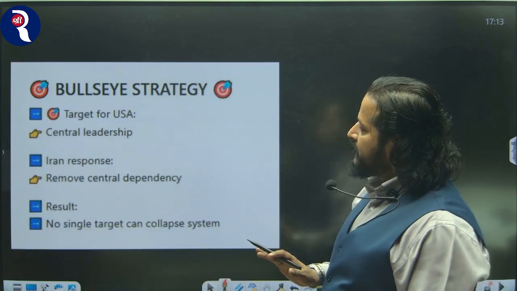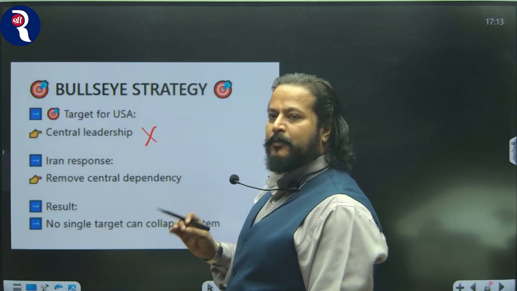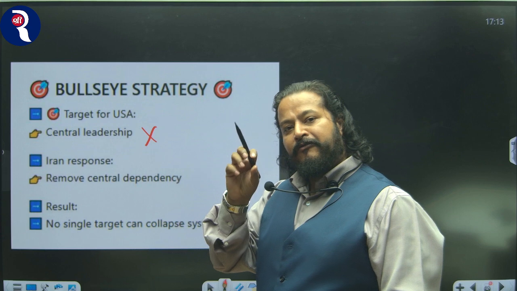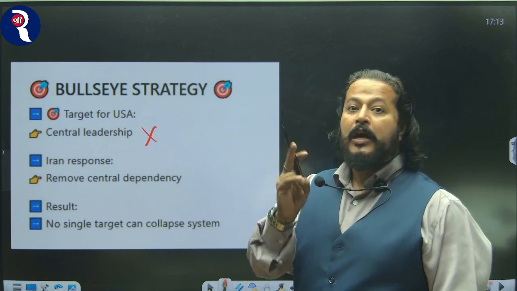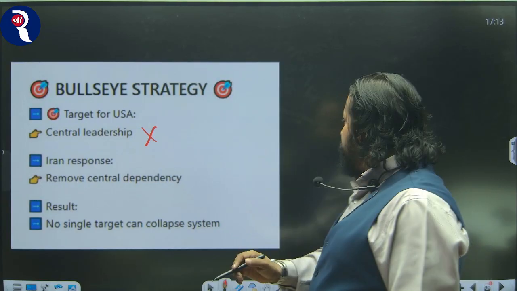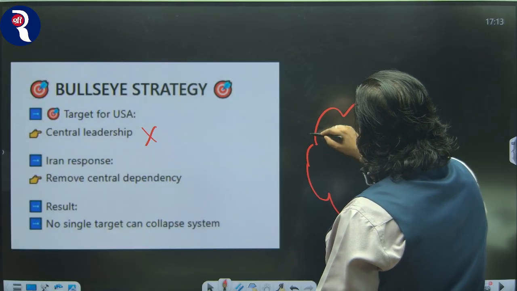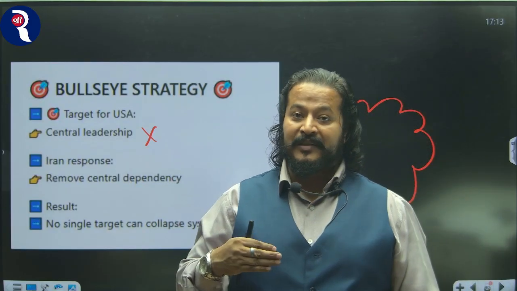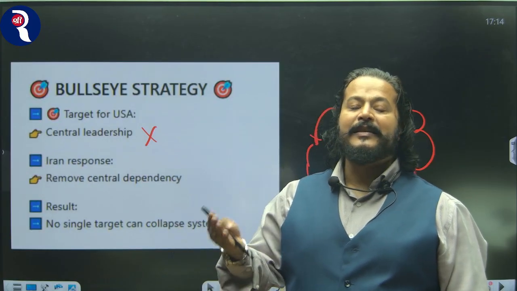Now, the bullseye strategy says that central leadership is vulnerable to attack. That's why remove central dependency and make every node, every unit, an autonomous unit which can take its decision according to the situation. And they must not be dependent on each other because it will create a chain reaction, and once the chain is broken, because a chain is as strong as its weakest link, the entire structure will collapse. That's why they made it a decentralized system.